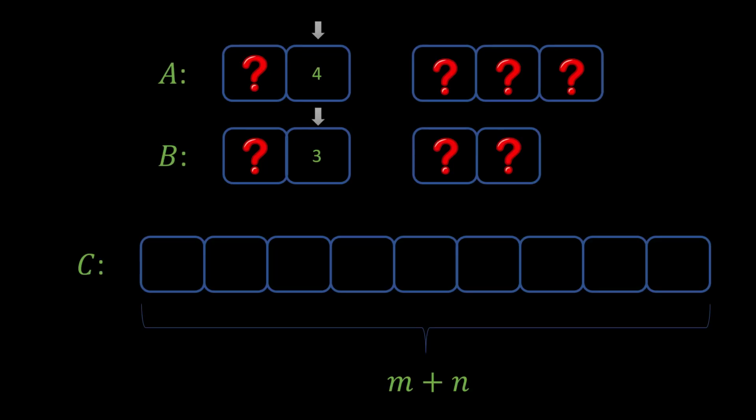So really, finding the median boils down to being able to find the kth element of the sorted array C, where k is (m plus n plus 1) over 2 if m plus n is odd, and k equals (m plus n) over 2 and (m plus n plus 2) over 2 if m plus n is even. This is another application of the variation of the problem technique.